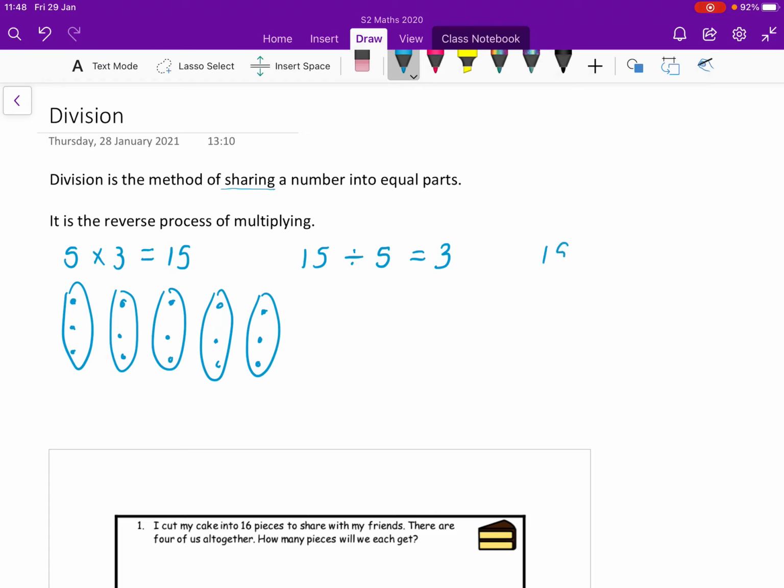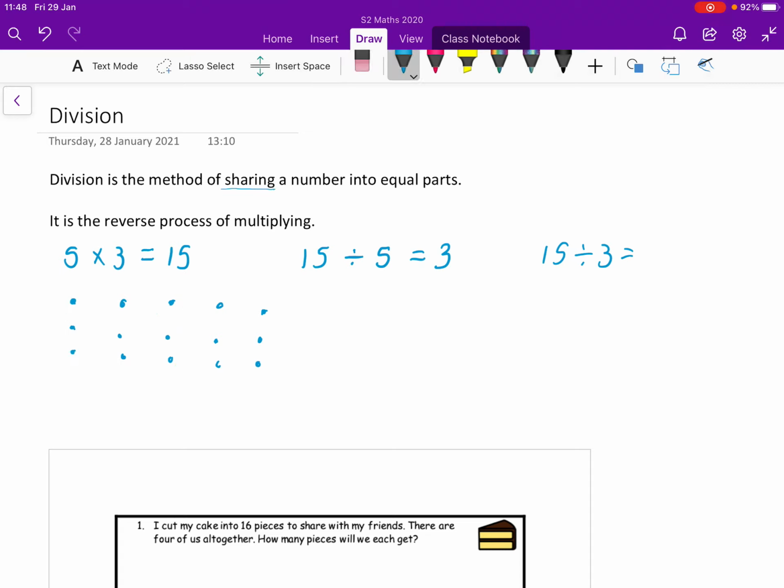If we then wanted to look at what 15 divided by 3 is, well, it's just the same idea. If you have your 15 little dots and you split it into 3 equal groups this time. So if I do it here, well, there's 1 group, 2 groups, 3 groups. And how many are in each this time? Well, there's 5. So hopefully you can see how all 3 of those calculations relate to each other. And that's all multiplication and division are. They're the reverse process of each other.